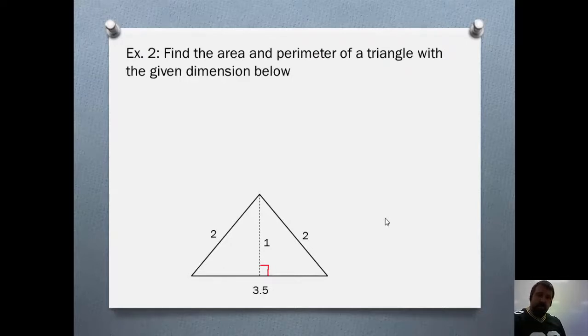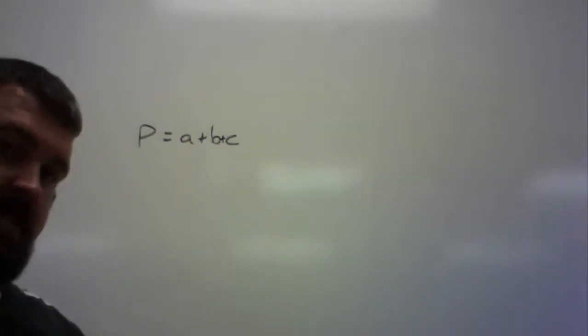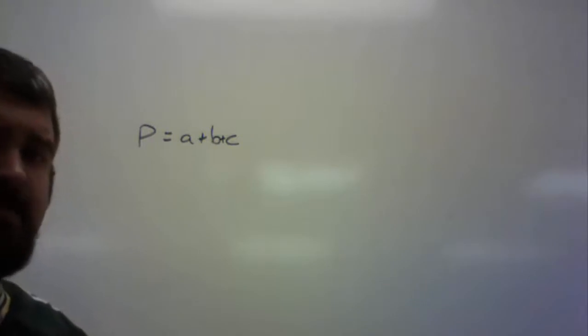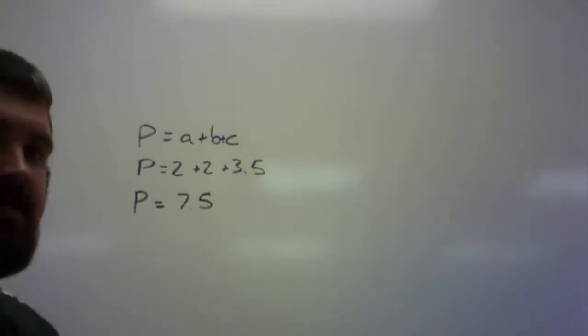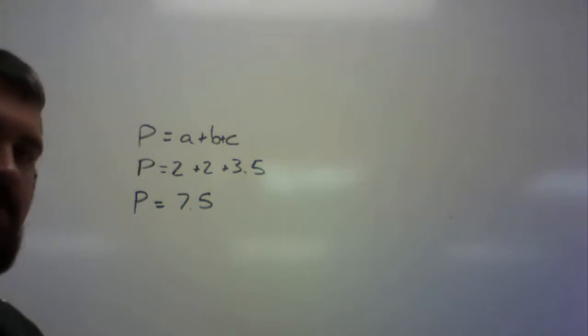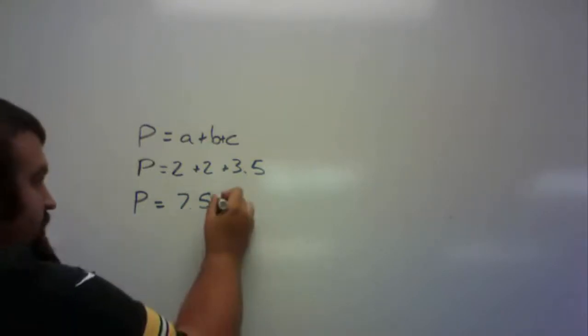Let's just start with perimeter again because it's convenient. Remember, perimeter is equal to A plus B plus C. In this case, it's going to be 2 plus 2 plus 3.5, or to put it simply, 7.5. In this case, because it's perimeter, we want to always remember that perimeter should have units. So even though there weren't any given, please write out the word units.